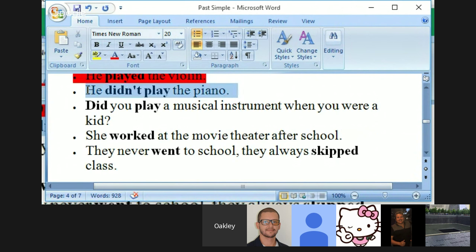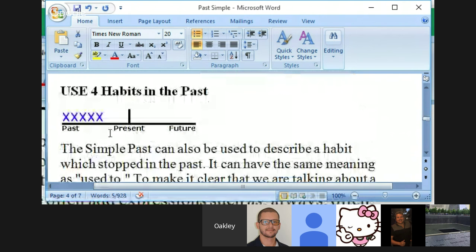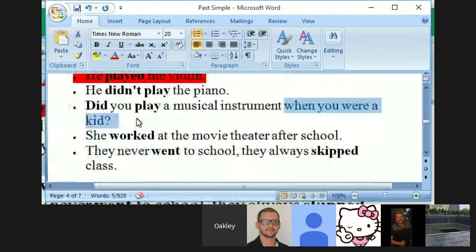He didn't play the piano. Again, same thing. It doesn't make sense to me in regards to this usage. You've got to add some kind of phrases. Did you play a musical instrument when you were a kid? To make it obvious you're talking about a habit in the past. And by the way, not just a habit in the past, I mentioned used to also to talk about things that were true or not true.